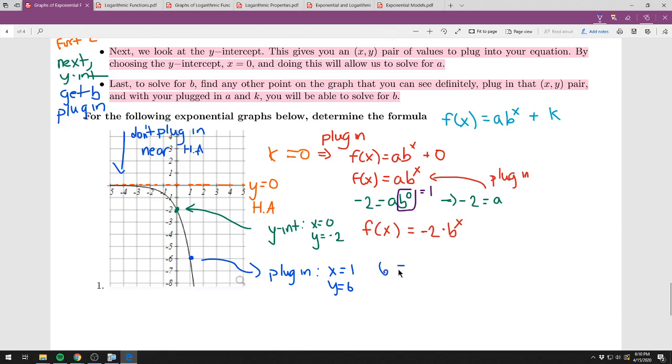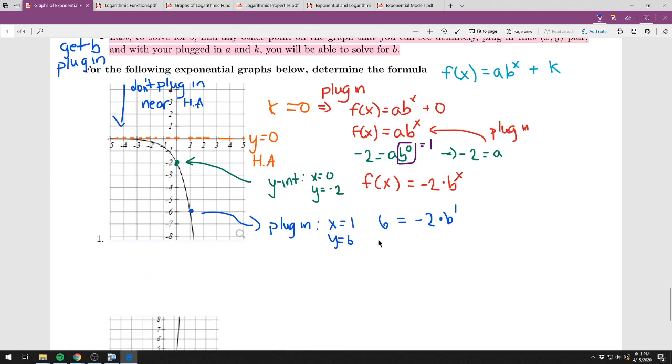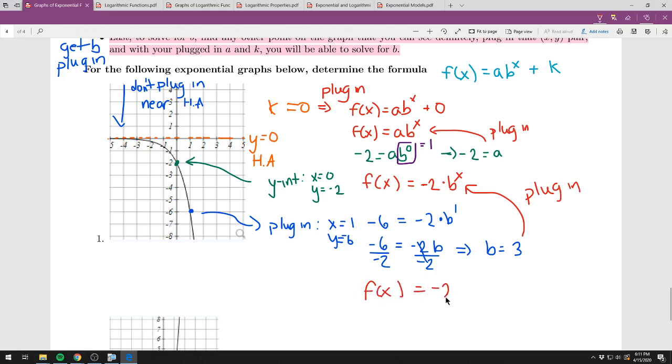Now we'll plug in that. We got 6 equals -2 times b to the 1 power. B to the 1 power is just b, so that's great. 6 equals -2 times b. And then we solve for b, divide by -2 on each side, and we get b is... Oh, you know what? I definitely need to plug in y equals -6 because b is not supposed to be negative. My apologies, this should be -6. That point is definitely -6 for y. -6 over -2 is +3 for b. And now that we've got b, we will finally have our answer. You plug it in. And we get f of x equals -2 times 3 to the x.